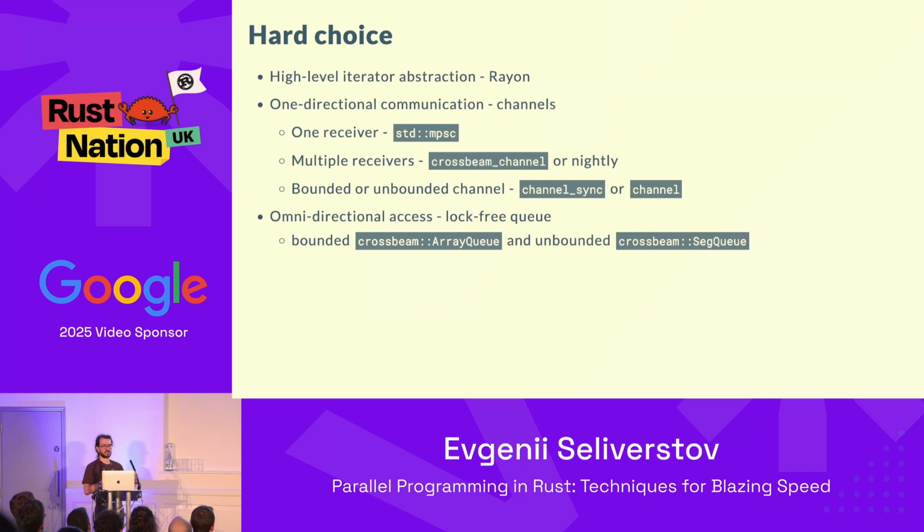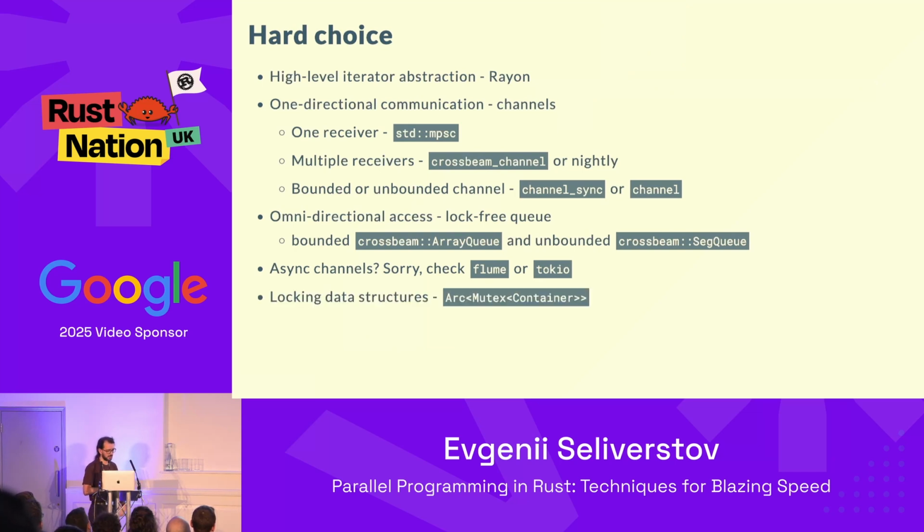And if you need omnidirectional access, so it's a normal data structure, a normal queue, you can choose the crossbeam one. And async channels, no luck. You can go with Flume or Tokio, because it's a totally different thing. We don't even mention Tokio here or async. And for locking data structures, the old ones: Arc, mutex, and so on.